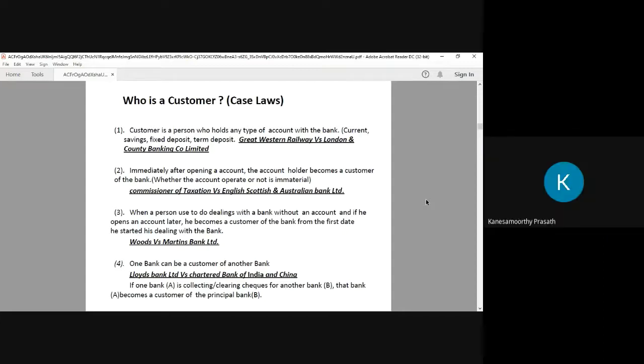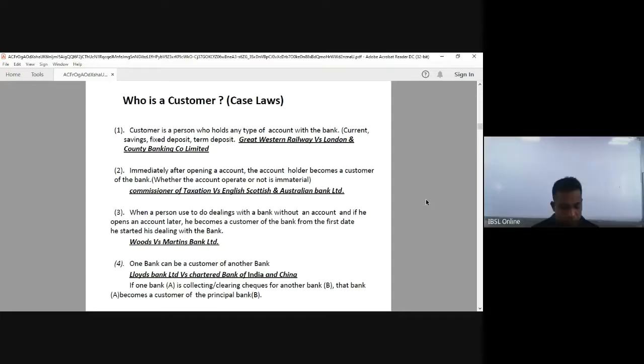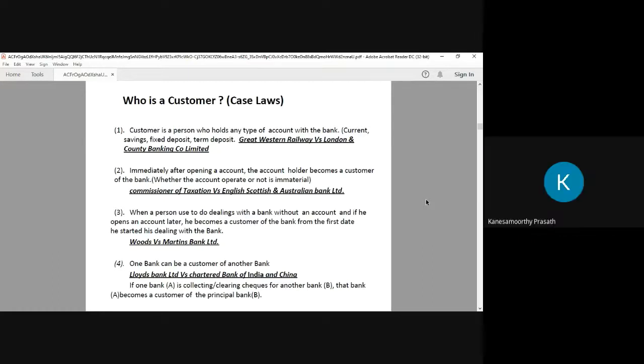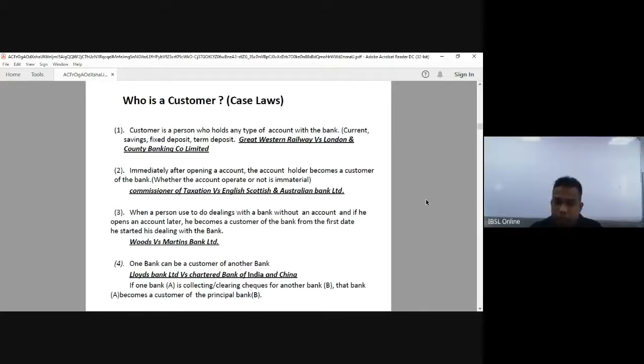Yeah, now he can file the case. Yes. But I opened the account in April, and this divulging of information happened in February. But as per the Woods and Martin's Bank law, it says from the first date he started his dealing with the bank, so he can file the case. Very good. That is the correct answer, right?